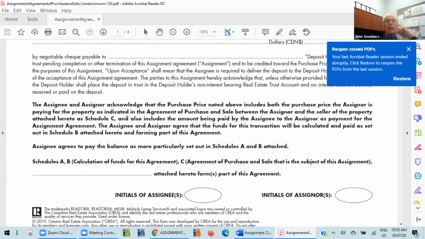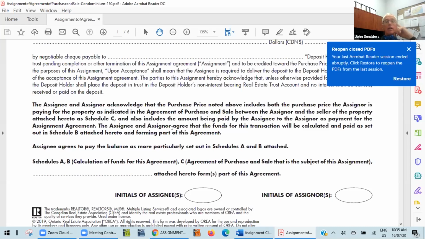If you are the seller agent, you need a copy of the builder's contract, all right? If you are the buyer agent, the listing agent has to supply you with a copy of the builder's contract. It is attached as Schedule C to Forms 145 and 150, the assignment forms, all right? It also includes the amount being paid by the assignee to the assignor as payment for the assignment agreement. That's the profit that the assignor makes, okay?